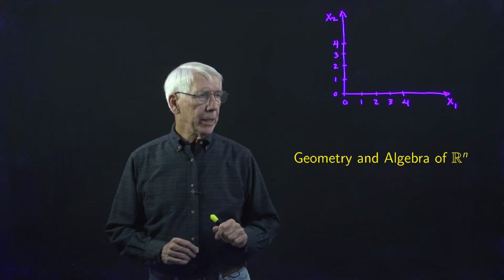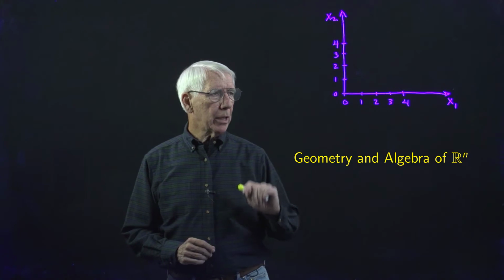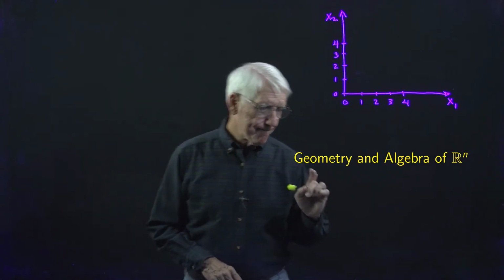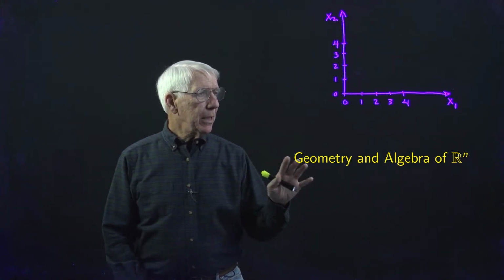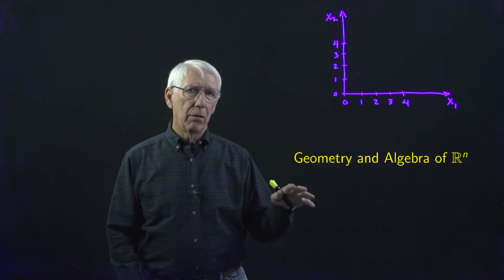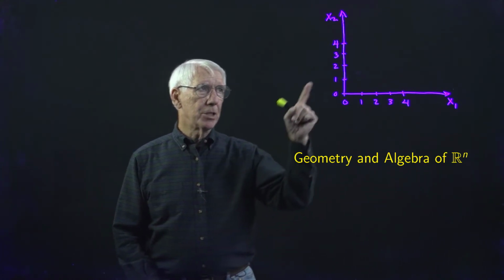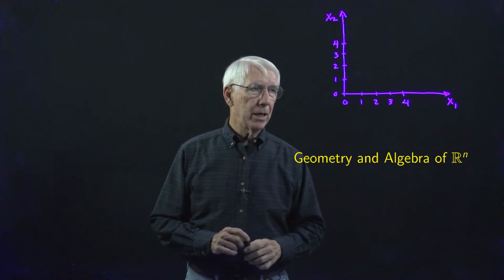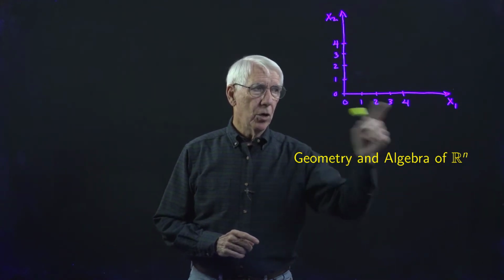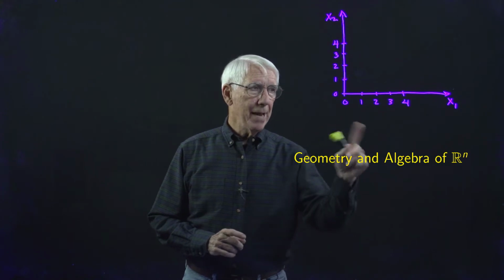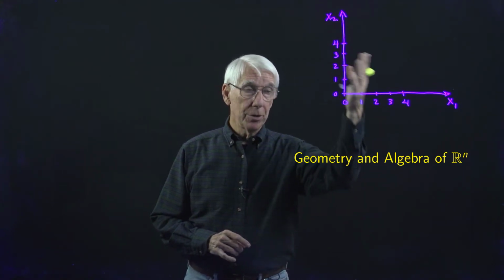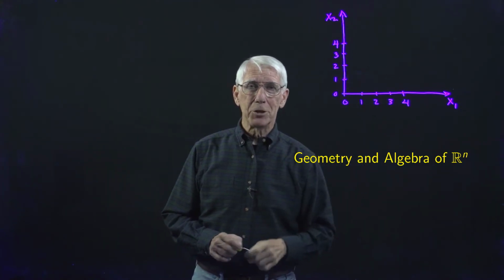What we're going to do here is talk about the geometry and the algebra of Rn, or a Euclidean space. And you can see that I've already drawn a pair of axes up here. So we're going to be doing some examples in R2, so this is the appropriate picture here.